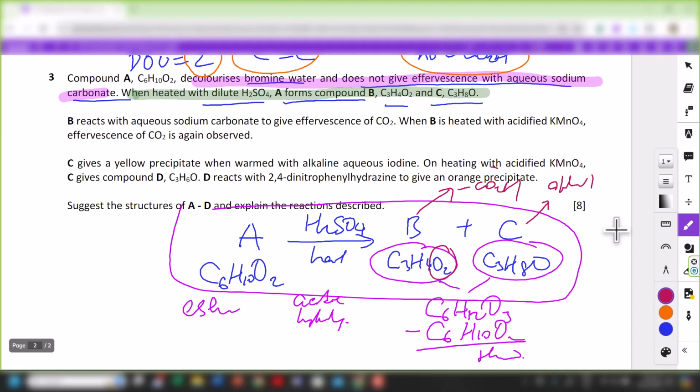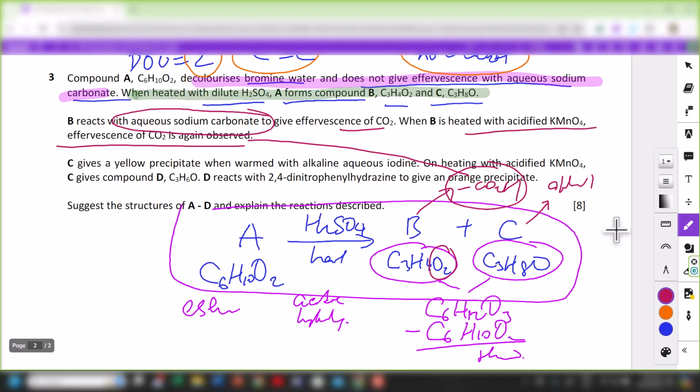You can further conclude that B is a carboxylic acid by looking at this particular reaction, when they say that B reacts with sodium carbonate to give effervescence. So you can therefore conclude, as a confirmation, that B indeed contains a carboxylic acid functional group. When B is treated with KMnO4, you get CO2. Again, why is that the case?